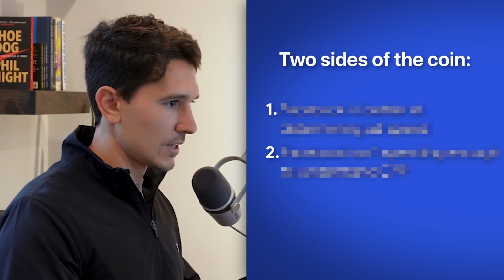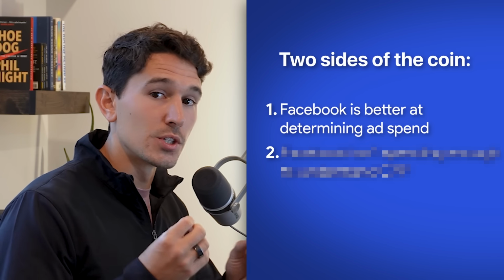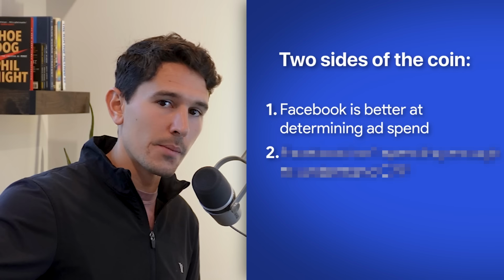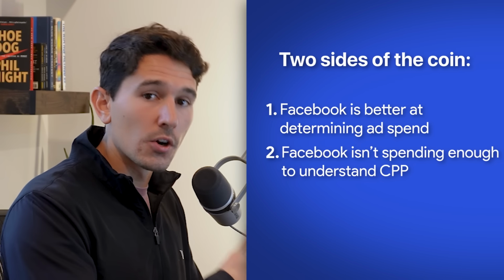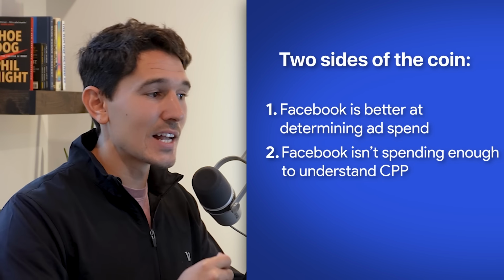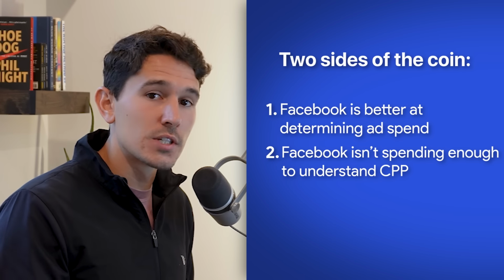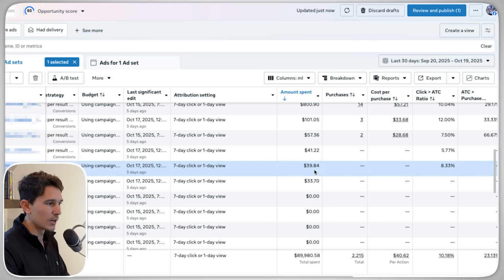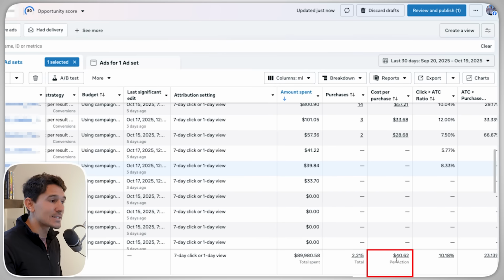Now there's 2 sides to this coin. The first side is that Facebook's going to determine better than I can whether these ads should get spent, and therefore it is saving me money. And on the flip side, there's an argument that Facebook is actually not spending enough to actually understand if it could achieve the cost per purchase that I require. Great example here would be this is a $39 amount spent, but my average cost per purchase is $40. So at best, this should only have been able to drive 1 purchase.